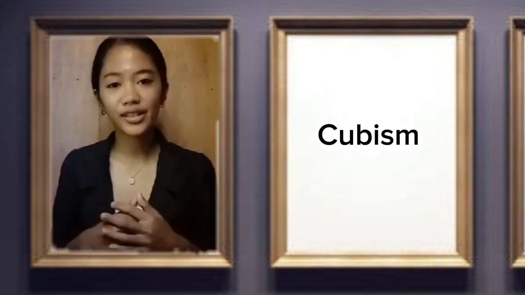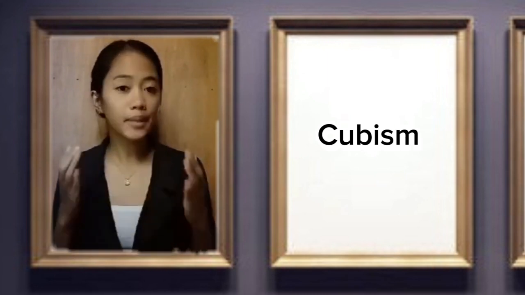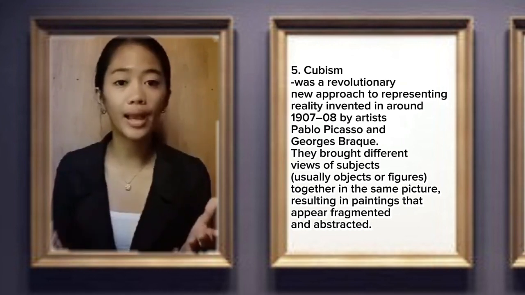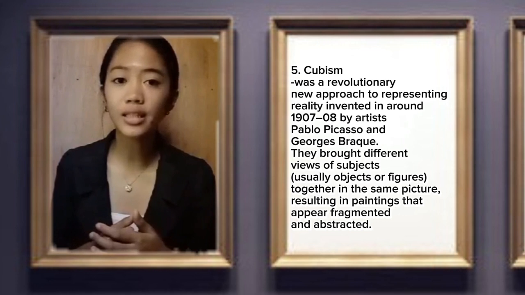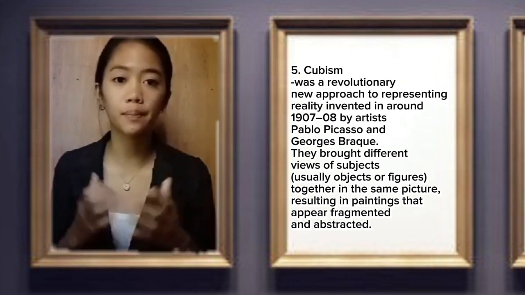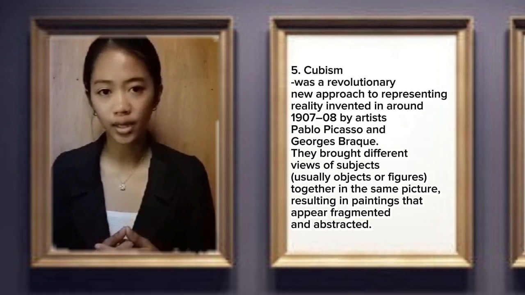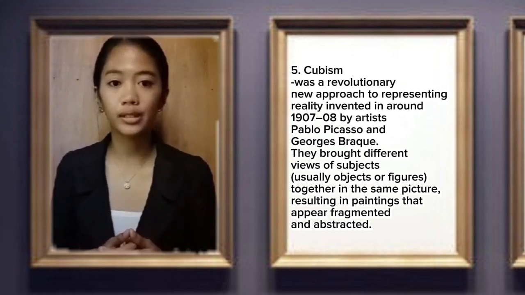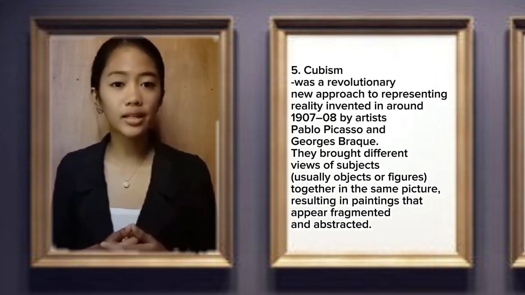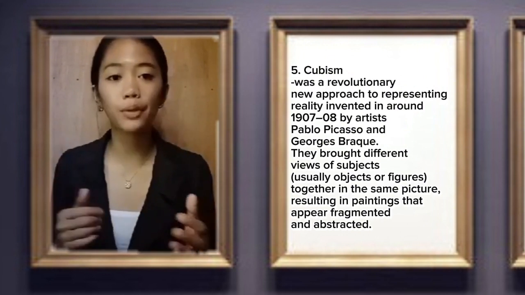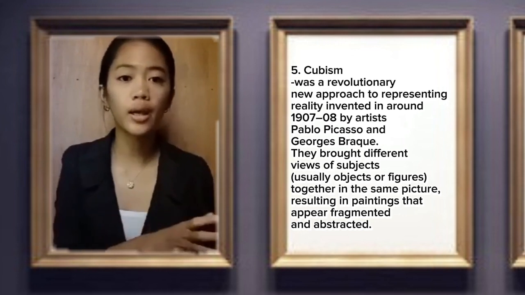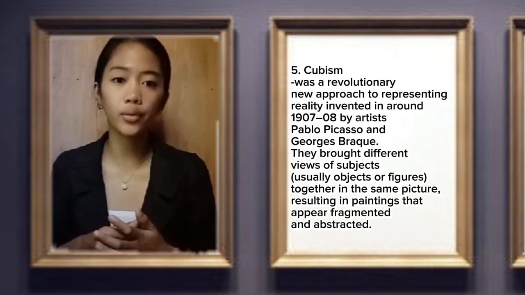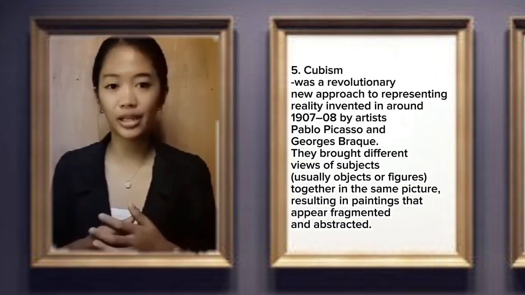And now, let's talk about Cubism. Cubism was a revolutionary new approach to representing reality invented around 1907 to 1908 by artists Pablo Picasso and Georges Braque. The Cubist style emphasized the flat, two-dimensional surface of the picture plane, rejecting the traditional techniques of perspective, foreshortening, modeling, and chiaroscuro, and refuting time-honored theories that art should imitate nature.